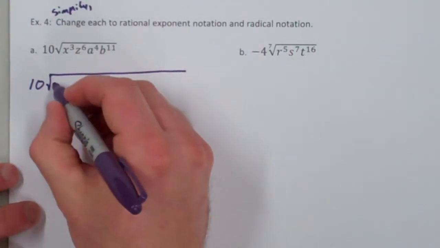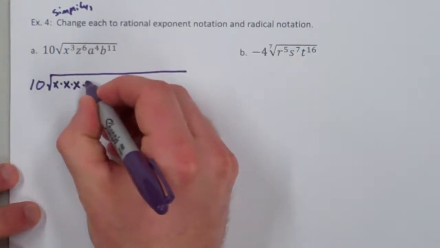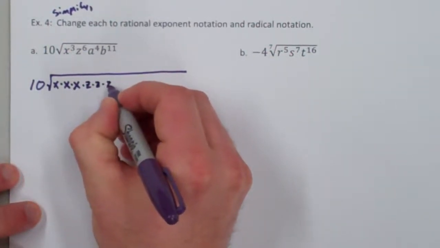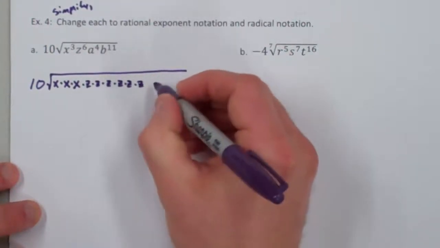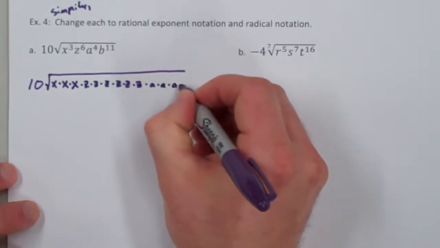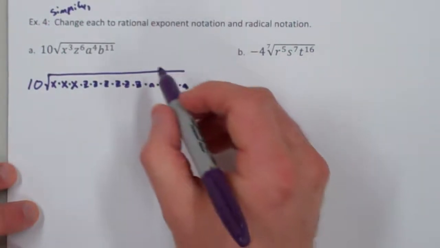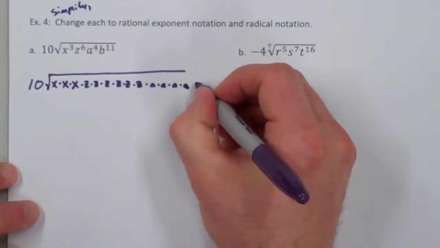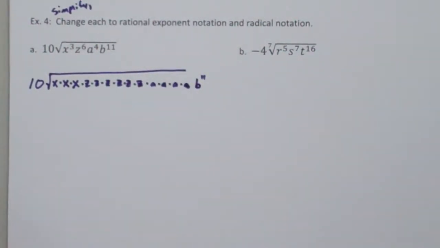So the x to the third is x times x times x. Z to the sixth is z times z times z times z times z times z. A to the fourth is a times a times a times a. And we're going to have to write out a bunch of b's as well. Let's deal with the b's here separately. I'm just going to write b to the 11th. And I think we'll go ahead and use a pattern here at the end there, because it would just be too long to write all those out.